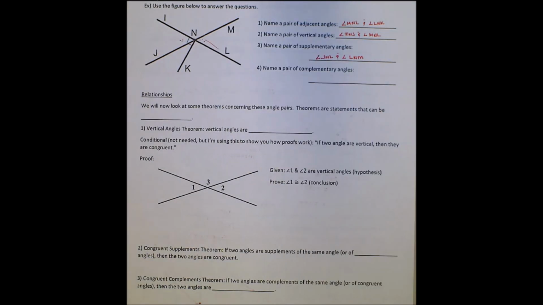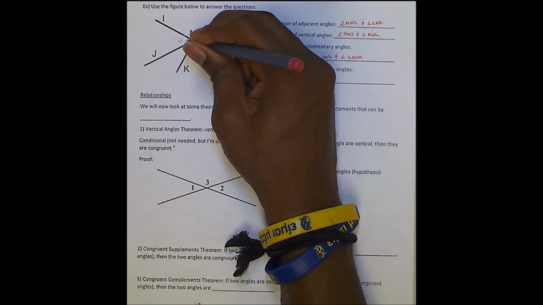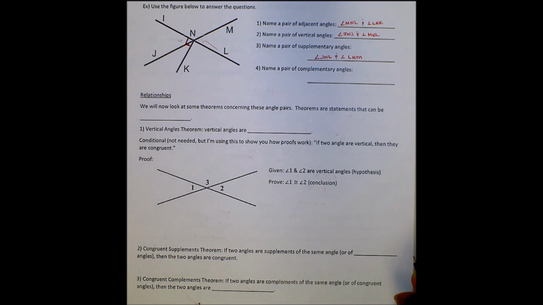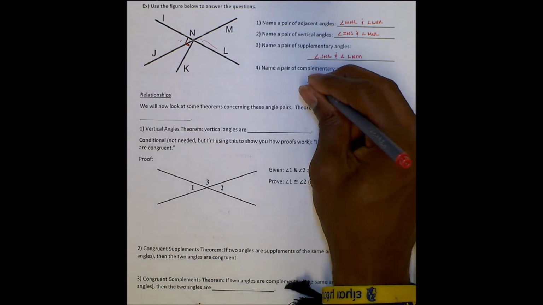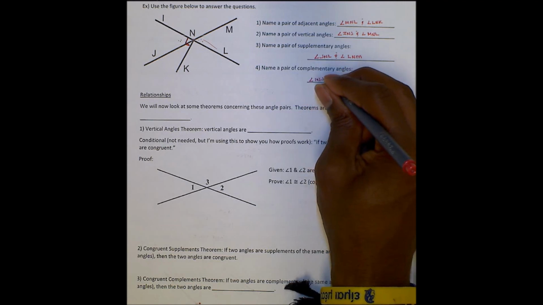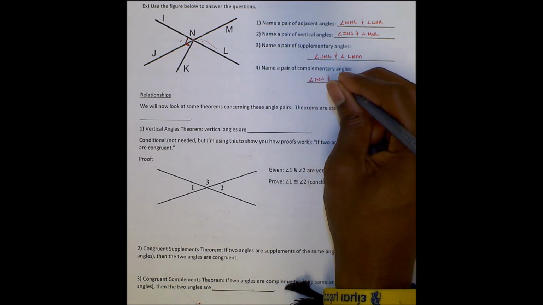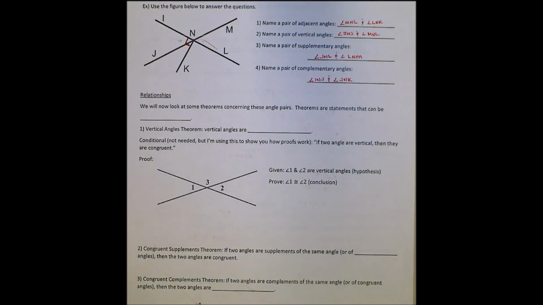And then finally, I'm going to name a pair of complementary angles. I need to see 90 degrees somewhere. I see that here. I'm not just imagining it or wanting it to be there. So I have angle I and J, and angle J and K.